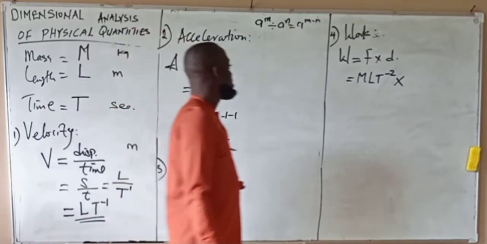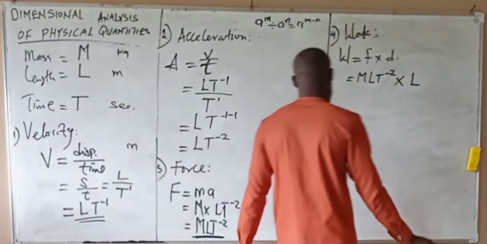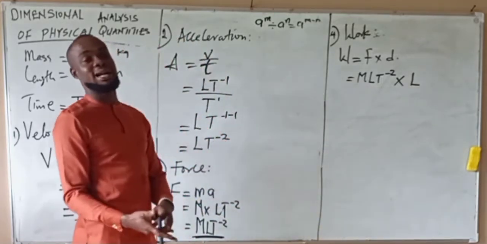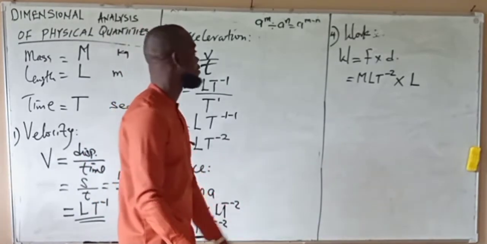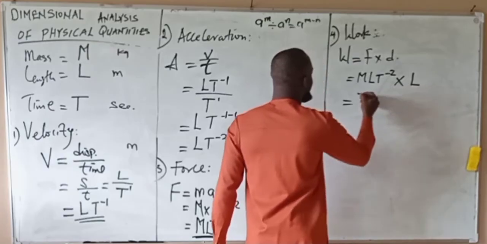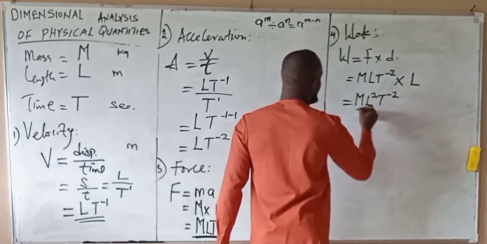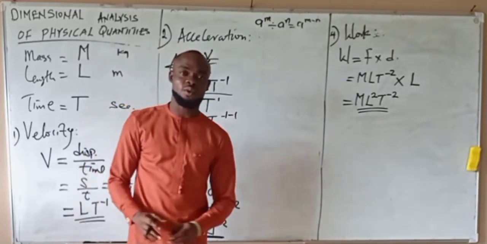So, what do we now do? If the unit is meters, the dimension will be L. So, the dimension of distance is L. Take note of that. The dimension of the radius is L. The dimension of diameter is L. The dimension of displacement is L. The dimension of distance is also L. So, L times L will give us L squared, and T is to the power minus 2. So this will be the dimension for work. That is the dimension for work.